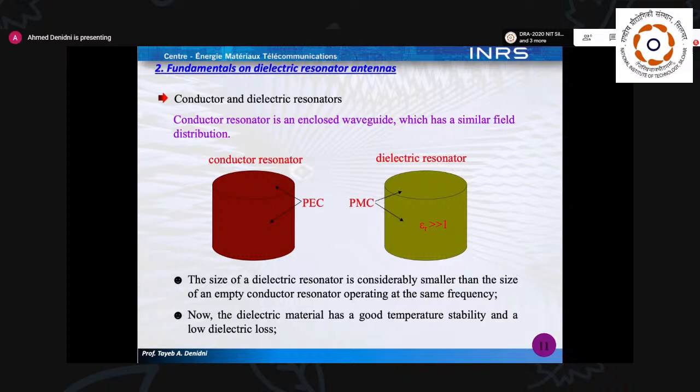The size of the dielectric resonator is considerably smaller than the size of the empty conductor operating at the same frequency. This means with the dielectric resonator we have the advantage that we can have small and compact resonators compared to metallic ones. Also, the dielectric material has good temperature stability and low dielectric loss. This is the main advantage of the dielectric resonator compared to the conductor resonator. This means we have less loss and also a smaller size.